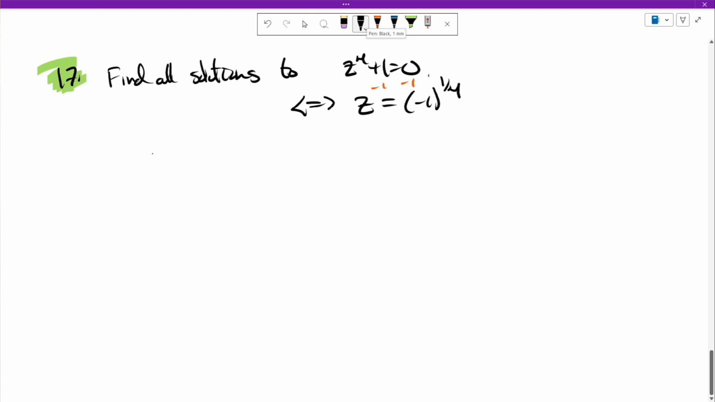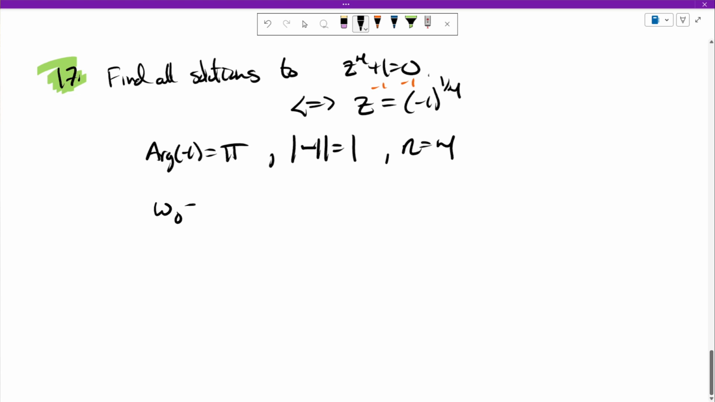So, again, we know that the argument of negative 1 is pi. We know that the modulus of negative 1 is 1. And we're looking at the fourth roots of 1. So, what did we get? Well, we found one of them earlier in problem 2 in the previous video. One of them looked like that.